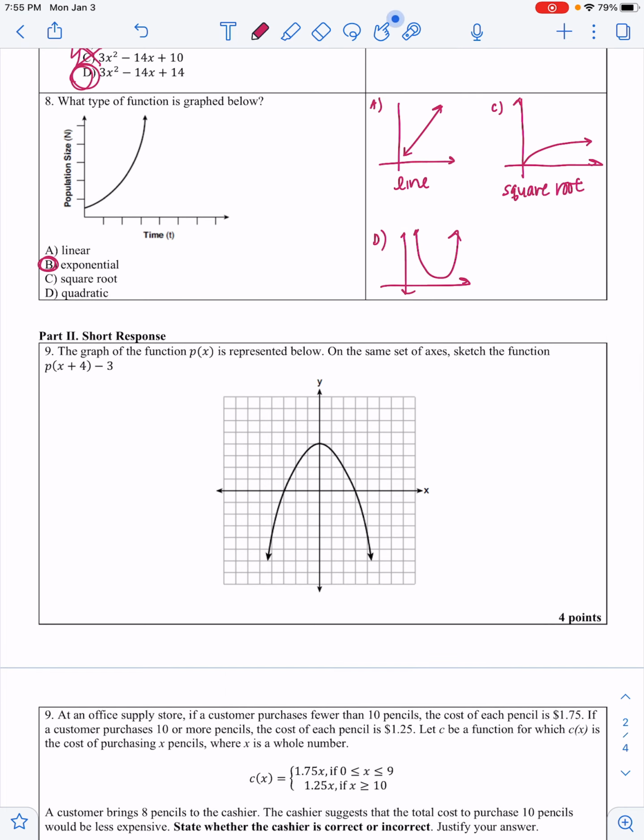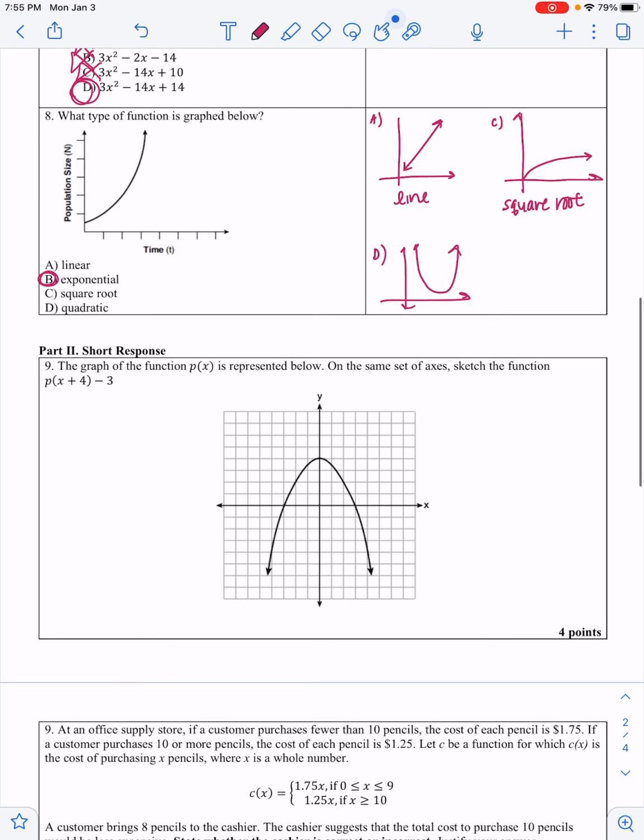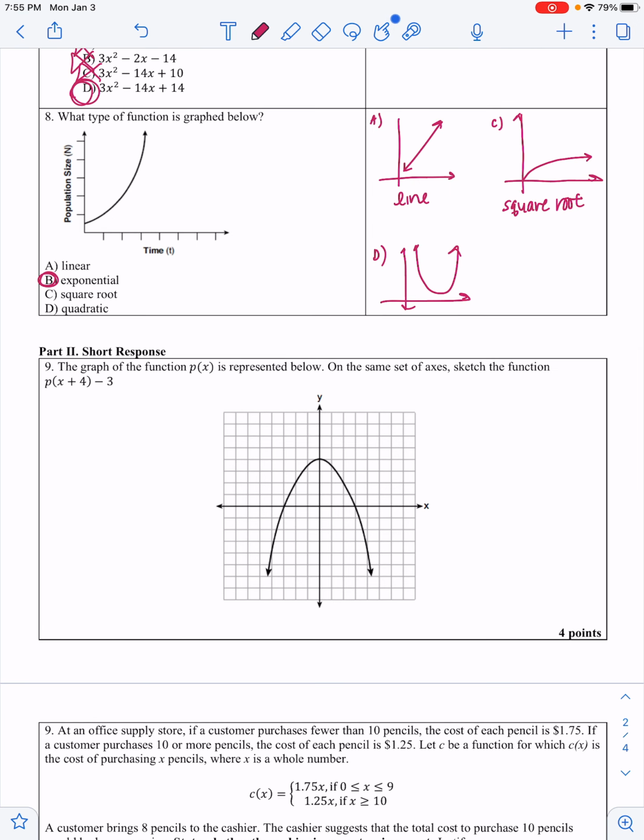Okay, let's take a look at number 9. The graph of the function p of x is represented below. On the same set of axes, sketch this function. Again, this is a shift question, just like we did in one of the earlier questions. Inside our parentheses is plus 4. This means that it's either a left or right shift. We said inside the parentheses is going to be the opposite of what we think. So this is going to be a left 4 shift since that was plus 4.